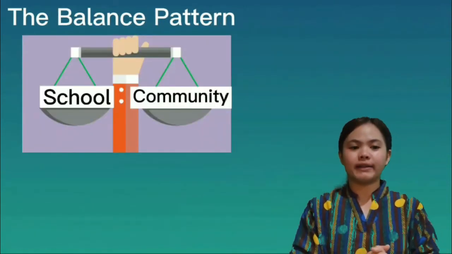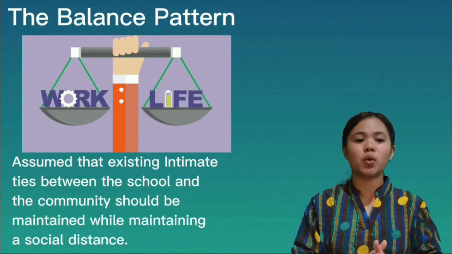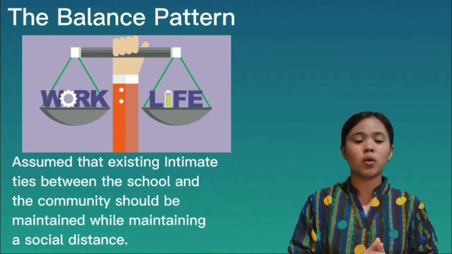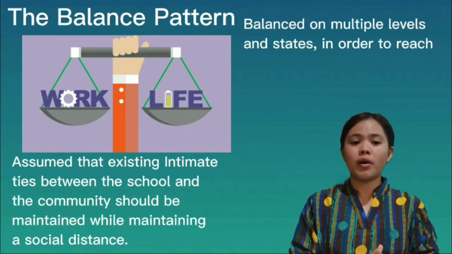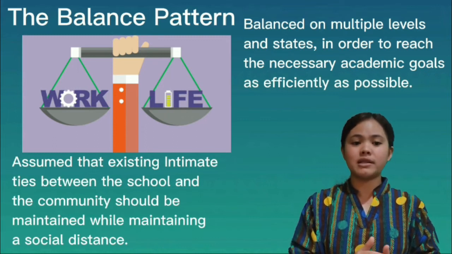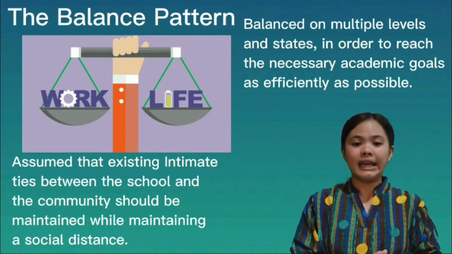The balance pattern. It is assumed that existing intimate ties between the school and community should be maintained while maintaining a school distance, balance on various levels and states in order to reach the necessary academic goals as efficiently as possible.